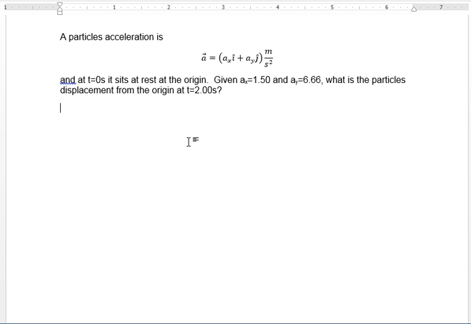Here on this problem, we have an acceleration vector. We know at time t equal to 0, it is at rest, so the initial velocity is 0. And we know it is at the origin, so the initial displacement is 0. So we know then that the initial velocity is 0, and the initial displacement is 0. What is the equation that we're going to be using for this?